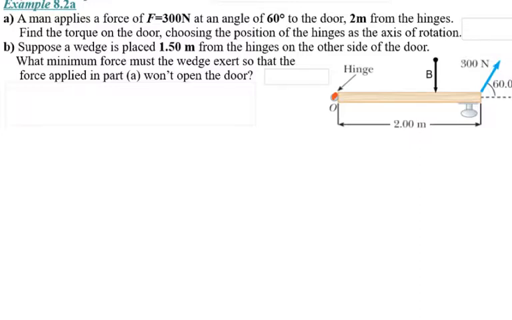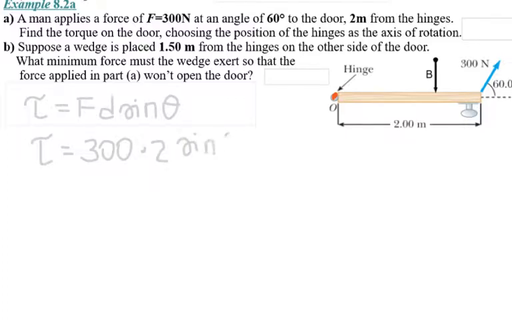So let's write everything that is given into the formulas. I have the torque is equal to force times the distance, and sine of theta. The force is 300. The distance is 2 meters. And the angle, sine of 60. And so that will give me 520 newton meters.